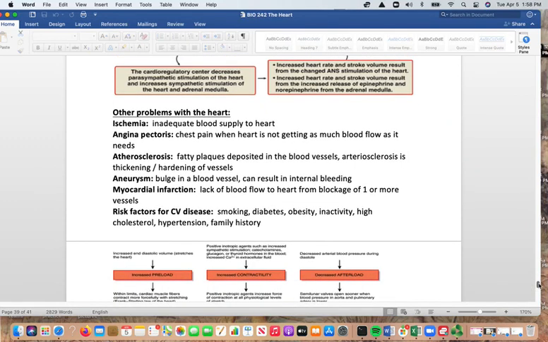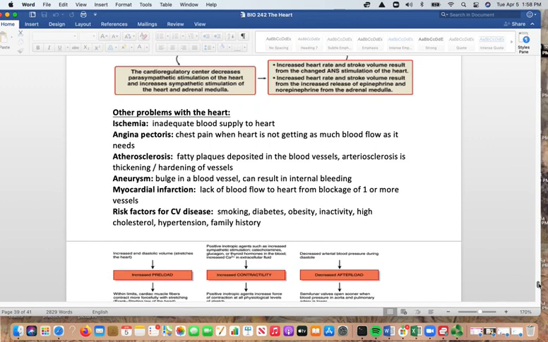Other problems we can have with the heart: we've got ischemia, which is inadequate blood supply to the heart. Angina pectoris is chest pain. It's when the heart's not getting as much blood flow as it needs. Atherosclerosis is very common: fatty plaques deposited in the blood vessels. Arteriosclerosis is going to be thickening or hardening of the vessels. It's due to something other than the fats in a lot of cases.